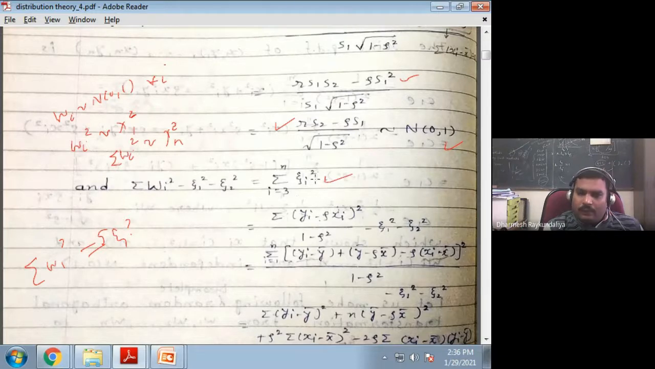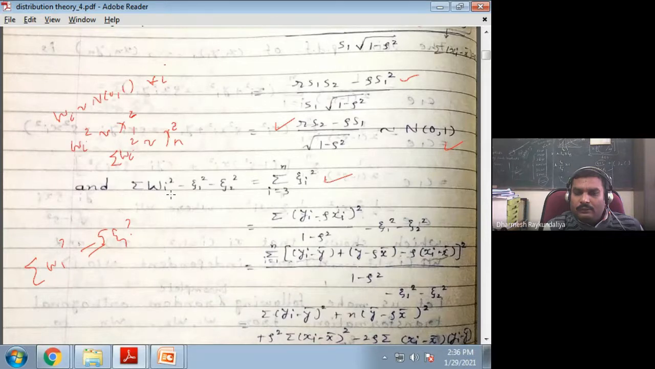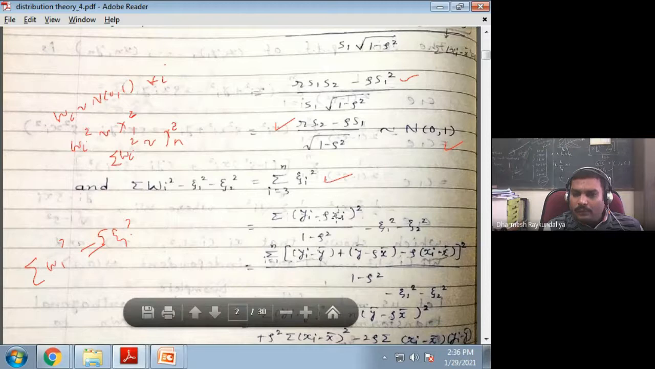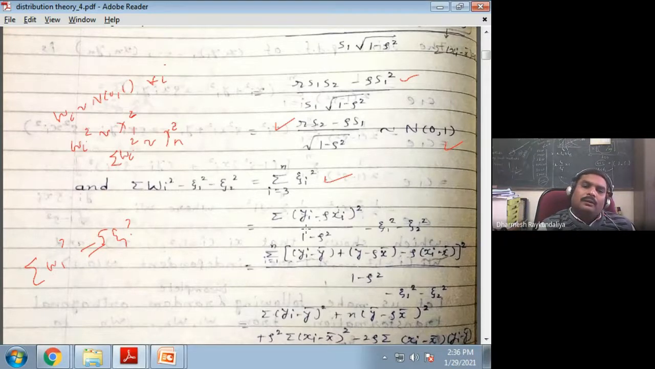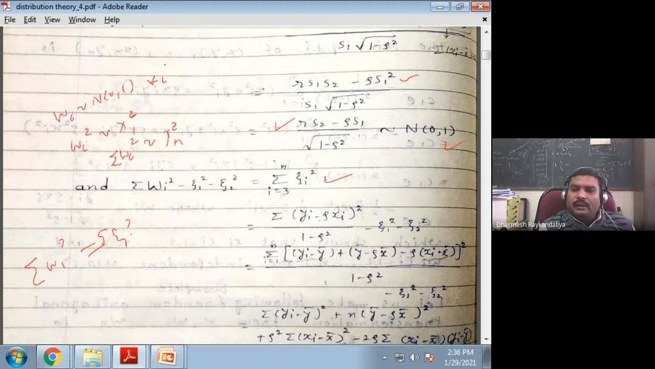But we are not interested in that anyhow. So what is the summation wi square? Wi is nothing but (yi minus rho xi) upon root 1 minus rho square. But when you take the square, it is (yi minus rho xi) square upon 1 minus rho square, and the summation is this. Xi1 square you have already obtained. What is the xi1 square? As it is, you read.